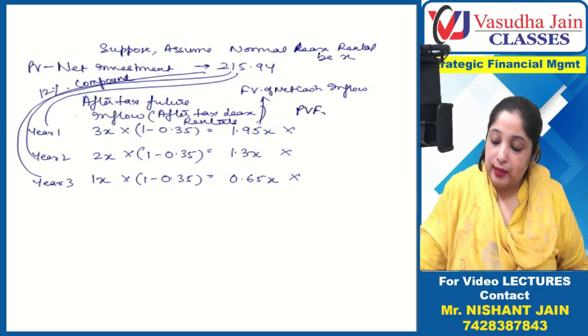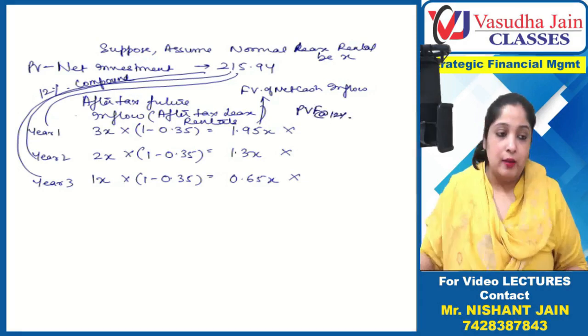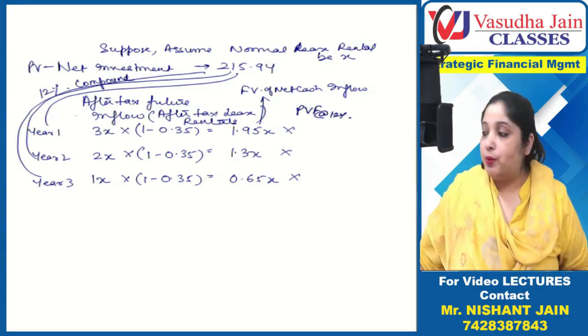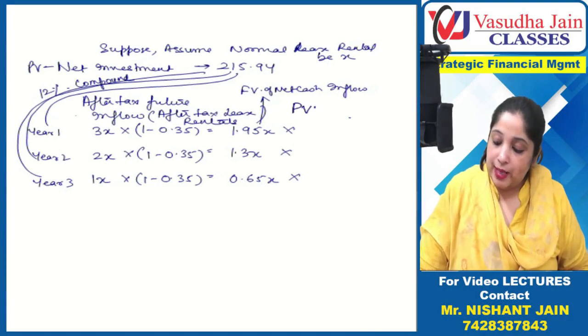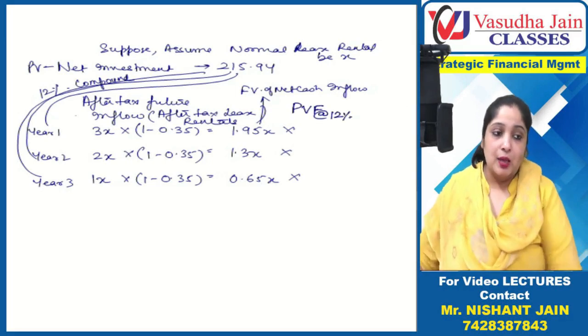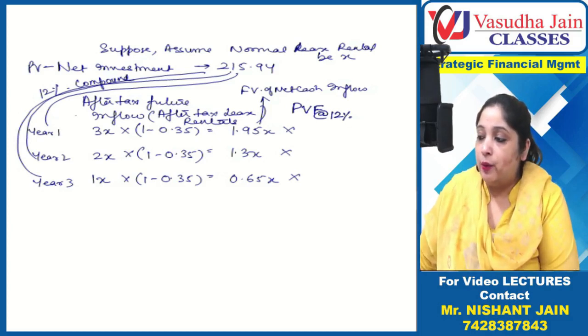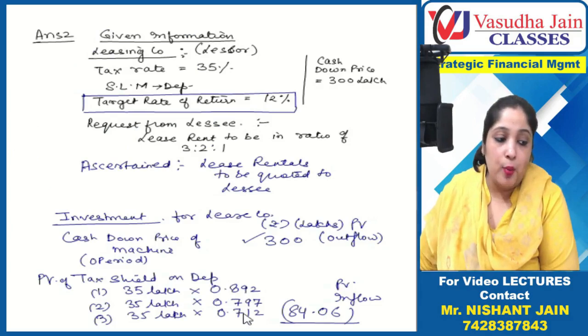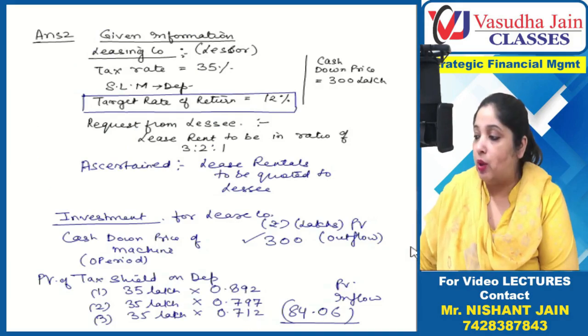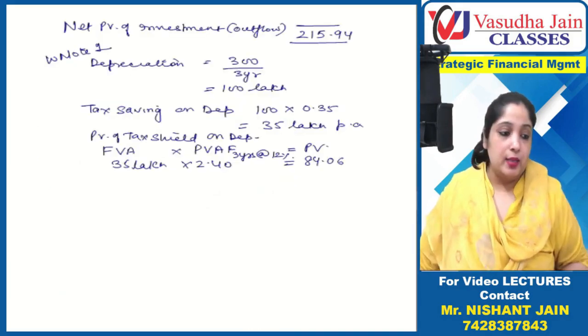Present value factor at the rate of 12% for every year. We have just computed the present value factor at the rate of 12%. How much is it coming? It is coming out to be 0.892, 0.797, 0.712. So I'm writing the same figures here also.